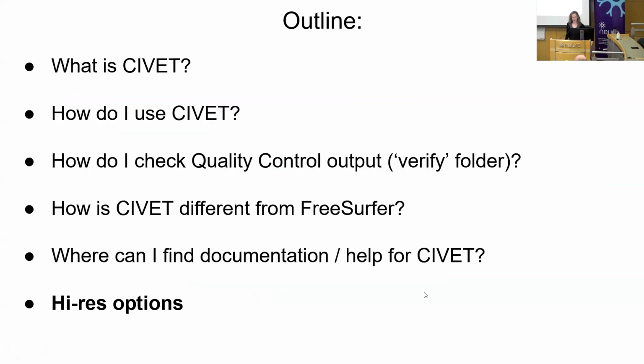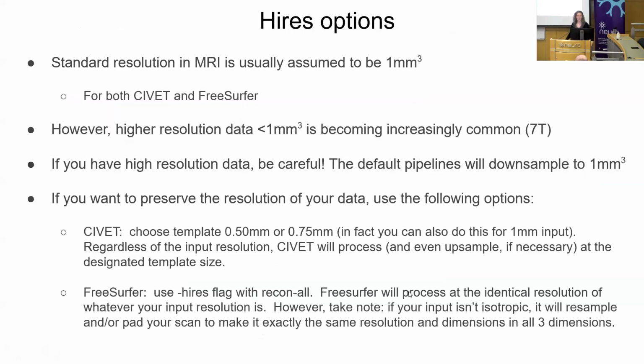I threw in this little bonus thing about high-res options because I feel it's not talked about often enough, and this is the direction things are going. So the standard resolution MRI is usually assumed to be 1 millimeter cubed, and this is the case for both CIVET and FreeSurfer still. But higher resolution data is becoming increasingly common. You might already have it, especially if you're using 7T. So if you have high resolution data, you should be careful because if you just use the default settings on these pipelines, it will downsample your data.